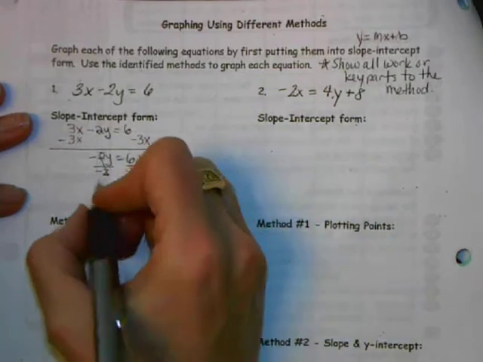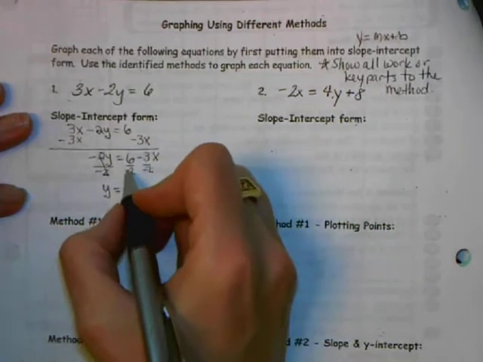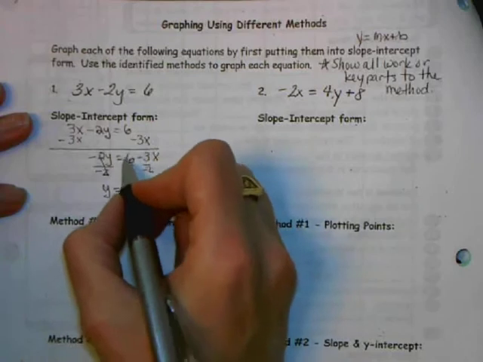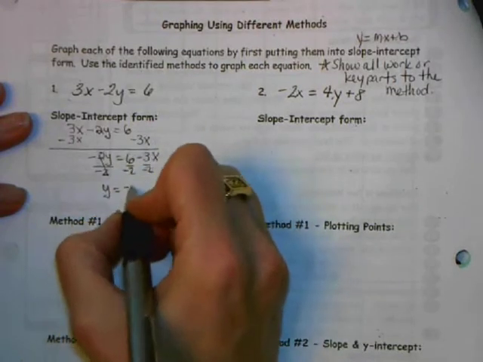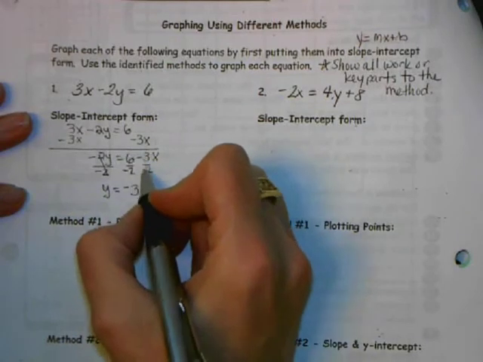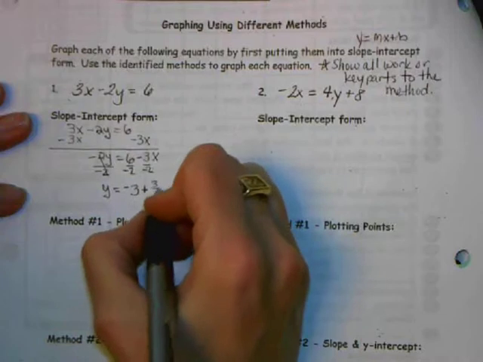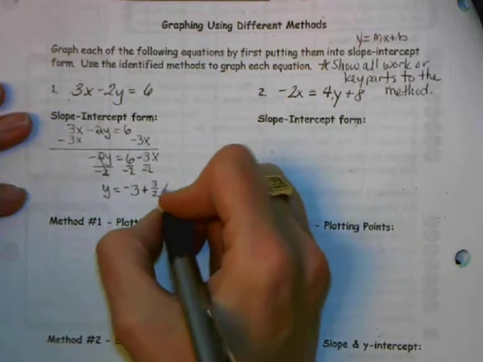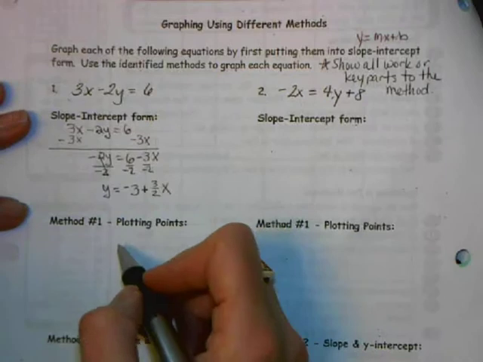Here, the negative 2's cancel out, and I'm left with just y. 6 divided by negative 2, well, a positive divided by a negative is a negative. 6 divided by 2 is 3. The next term, a negative divided by a negative is a positive. 3 over 2, I can leave it in its fraction form, and I still have the x. So this is in slope-intercept form.